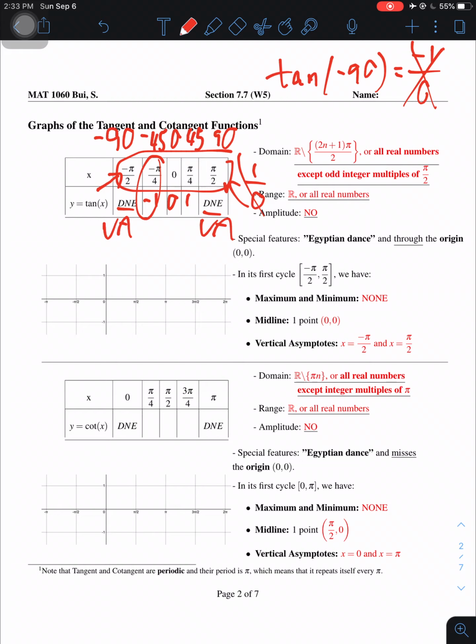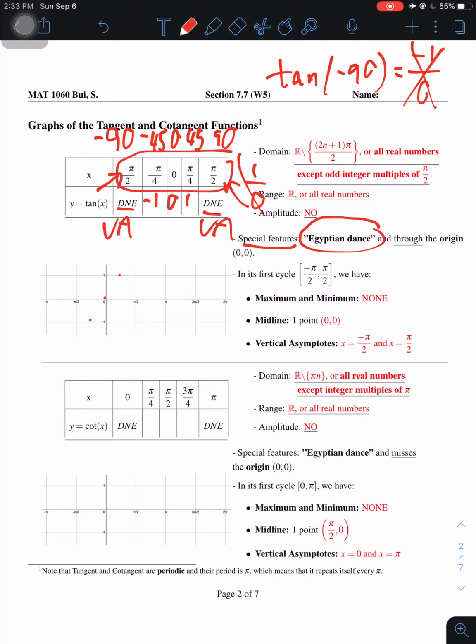I can do better than that. Well, close enough, right? And then 0, 0, I have this one in here, and then π over 4 and 1, I have this one in here. Okay, so a special feature in here is that it's going to look like an Egyptian dance.